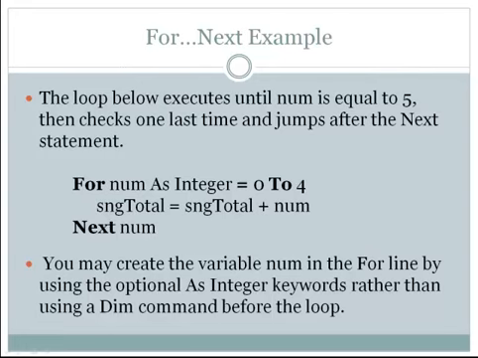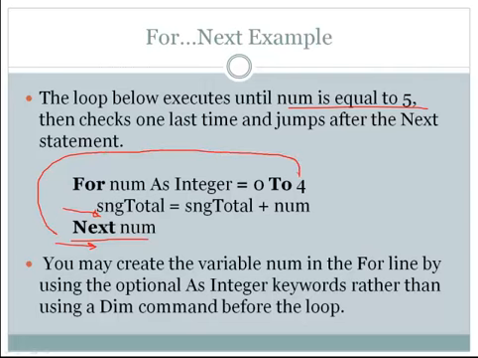So let's look at an example. The loop below is going to execute until the number is equal to 5. So if inside this loop I had a me.lbl result.text equals num would be 4. If I moved that line outside of the for loop, the number would be 5, because it's going to increment at this point. It's going to loop back up, check this ending position, which is my condition, and not execute because it's going to be 5, and so it will go to the next line of code.